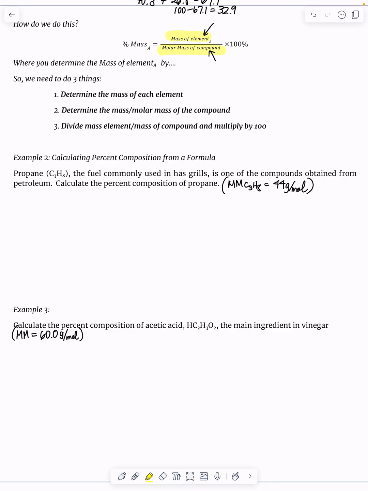Let's quickly do another example with this. Let's say propane, C3H8. It's the fuel commonly used in gas grills, and it's one of the compounds obtained from petroleum. Calculate the percent composition of propane. What it's asking for is the percentage of carbon and the percentage of hydrogen.